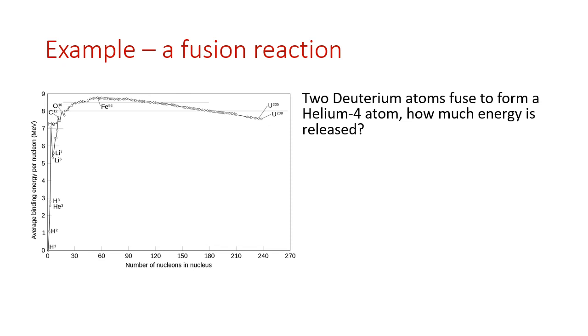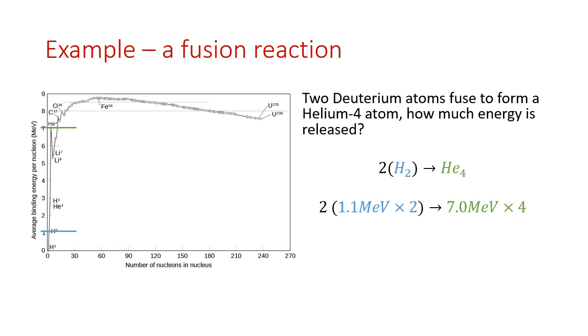Deuterium is an isotope of hydrogen. It has a neutron as well as a proton. So on the binding energy per nucleon graph, it's written as H2. So we've got two of these H2s, two deuteriums, and they're fusing to form one helium. So let's have a look at how much binding energy per nucleon they have. So here's the helium in green, and here's the deuterium in blue.